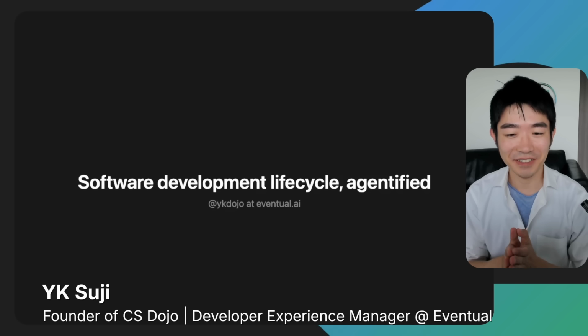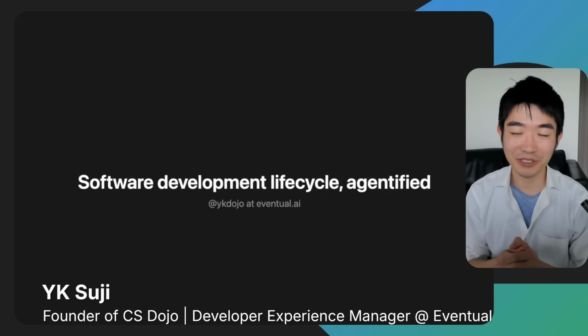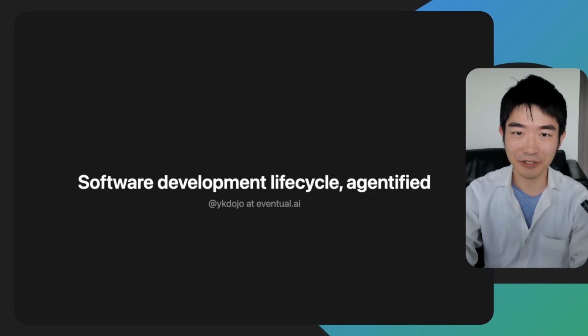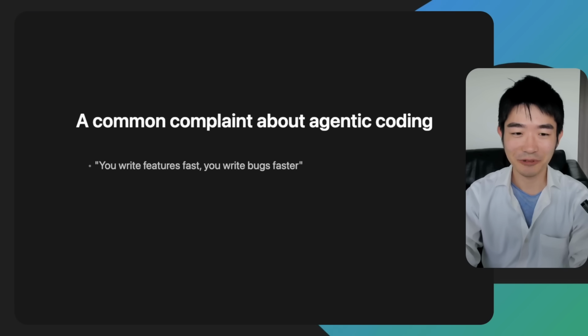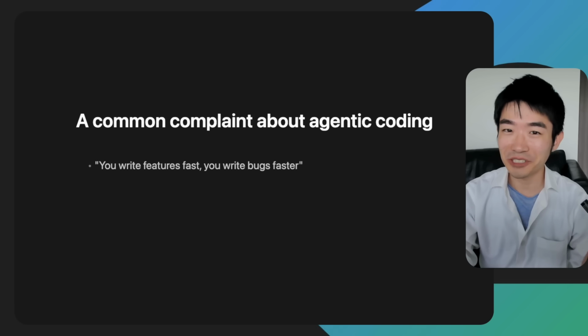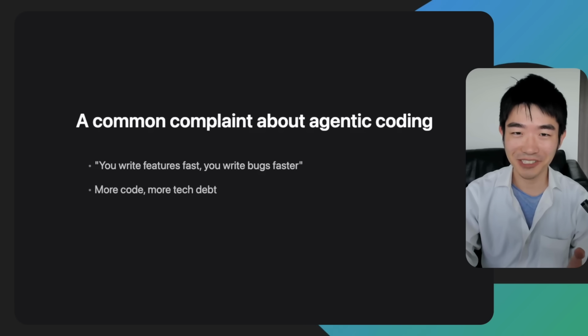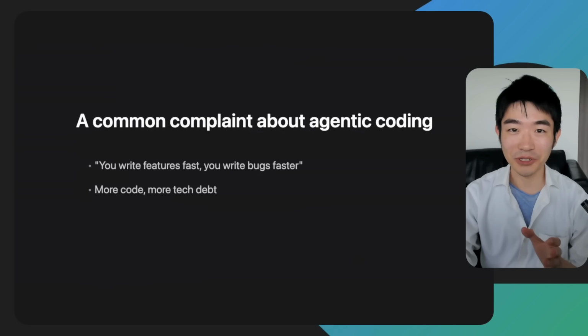Here's how you can agentify your entire software development lifecycle with tools like Antigravity. So let's just get right into it. I wanted to start with a common complaint about agentic coding, which is people write a lot of features, but then they write a lot of bugs too. More code tends to naturally lead to more tech debt.